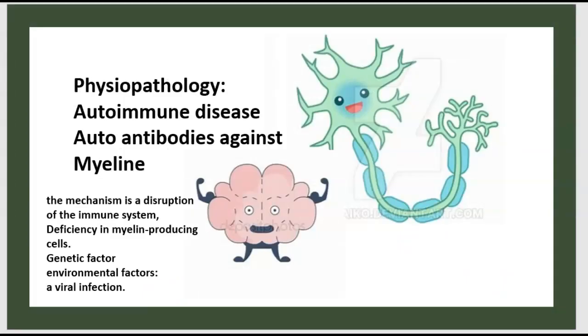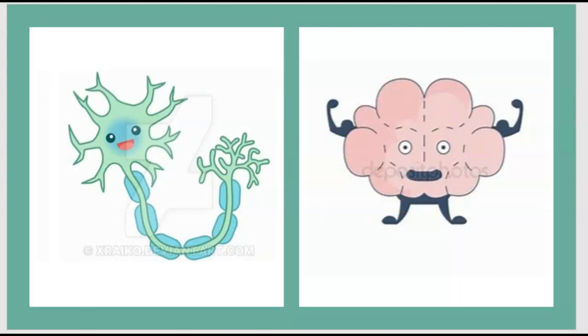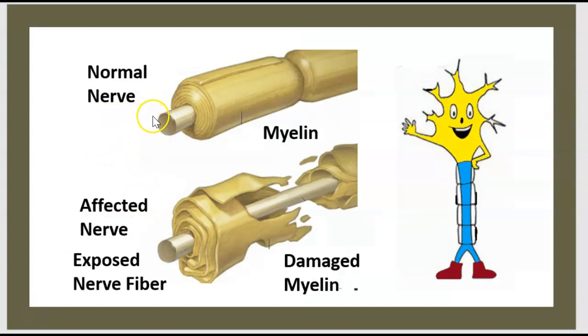Physiopathology: it's an autoimmune disease. That means there are autoantibodies against myelin. The mechanism is a disruption of the immune system, with deficiency in myelin-producing cells. There is some genetic factor, and there are environmental factors like viral infection. Antibody against myelin. Here's a normal nerve, and here's an affected nerve, and damage to myelin.